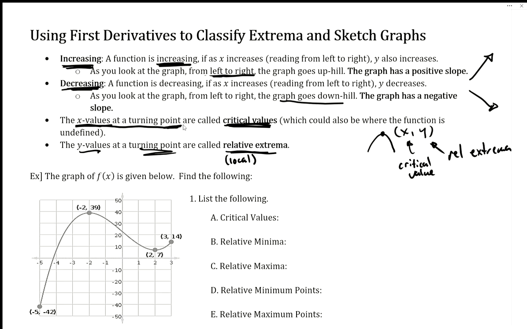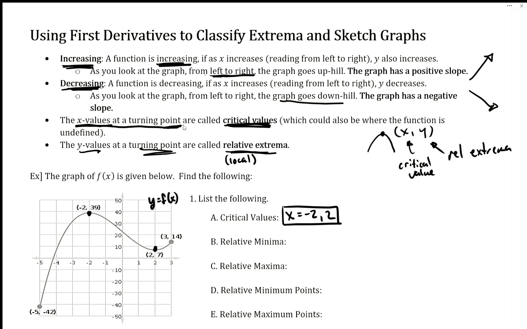Some of this might look familiar from algebra, but let's break down this graph and find all of this information. The graph of f of x is given, sometimes marked to the side as y equals f of x. List the critical values. The critical values are the x values at turning points. We have a turning point right here and right here, so the critical values are -2 and 2.